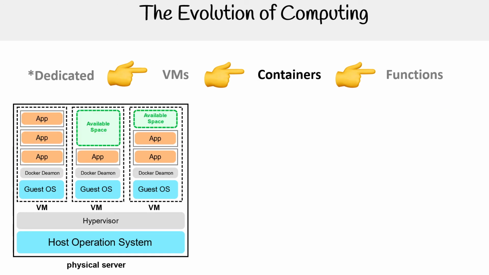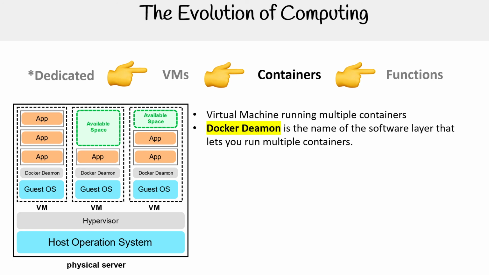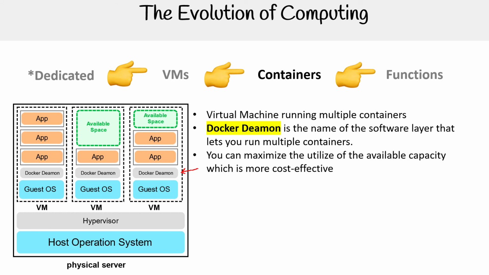Then you have containers, and the idea is you have a virtual machine running these things called containers. The way they do that is similar to a hypervisor, but instead you have, like here, a Docker daemon, so it's just a container software layer to run those containers. There are different kinds. Docker is the most popular.